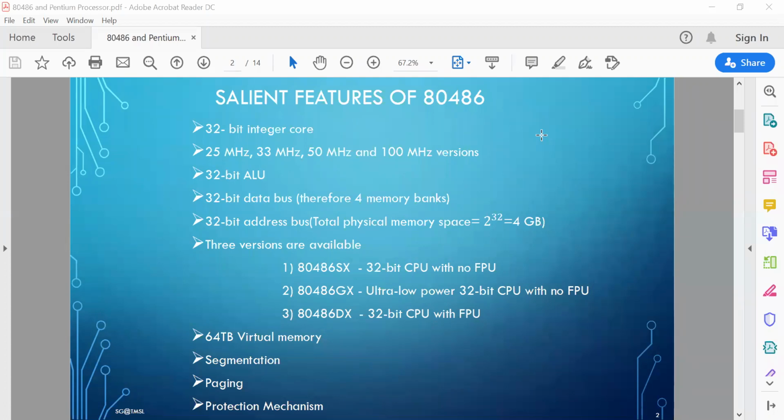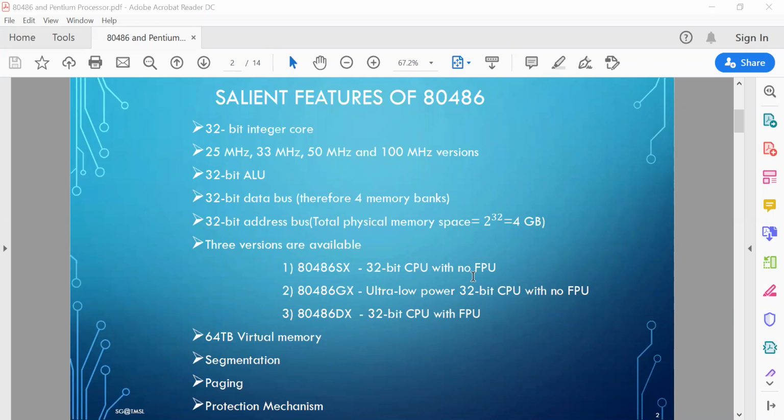The next point is that the 80486 has 3 versions. One is the 80486SX, another is the GX, and another is the DX. The difference between these 3 versions is that the 80486SX is a 32-bit CPU with no floating point unit.